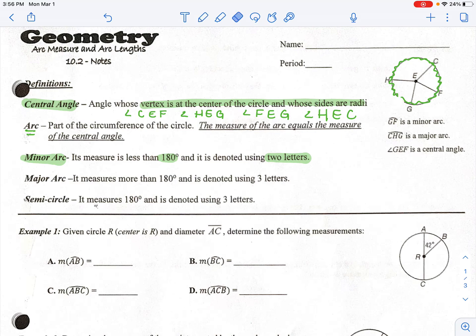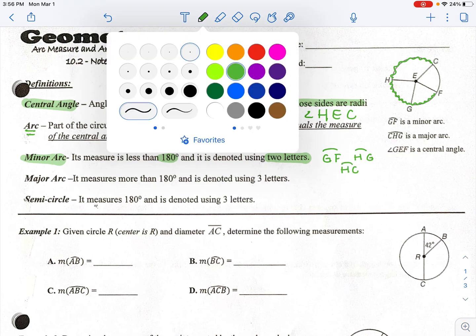So for example here, it tells us that GF, the little arc above it, is a minor arc, G to F. Definitely less than 180. Another example could be HG. Another example could be H to C. We always put a little baby arc above it.